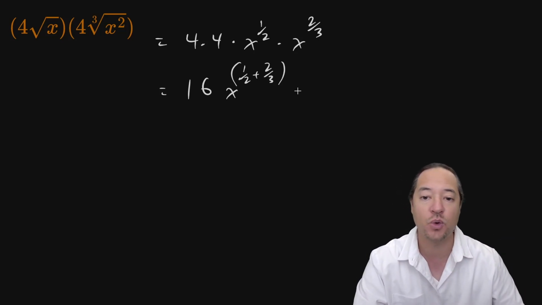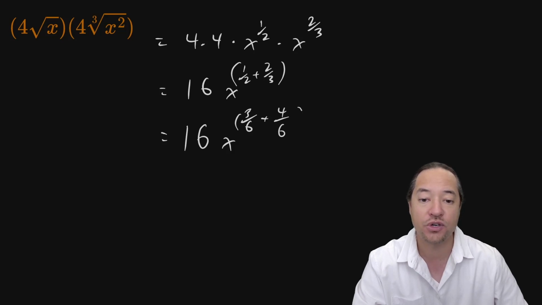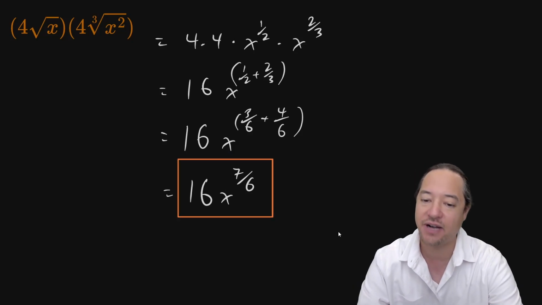So how do we do that? Well, we need a common denominator, right? In this case, the common denominator will be 6, right? So this is going to be, instead of 1/2, we treat this as 3/6, and instead of 2/3, we have to multiply top and bottom by 2. That's going to be 4/6, and we can add this together. 3 plus 4 is going to be 7. So this will be 16x to the 7/6. Okay, there we go. And that's going to be our answer here.